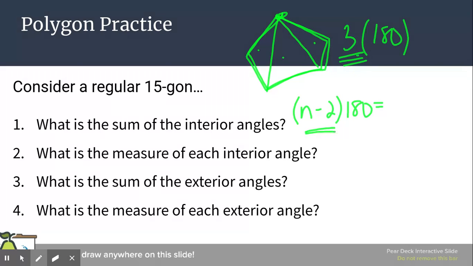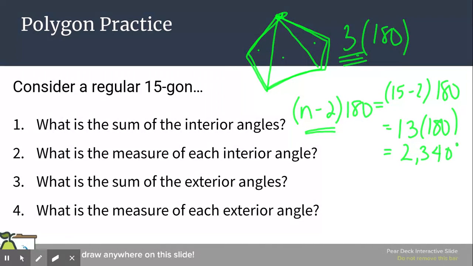So what is the sum of the interior angles for a 15-gon? How about 15 minus 2 times 180, aka 13 times 180. And I just happen to have my trusty calculator nearby. 13 times 180. How about 2,340 degrees total? Yikes. 2,340, that's a lot of degrees in there, right? But that's every one of those 15 angles added together.